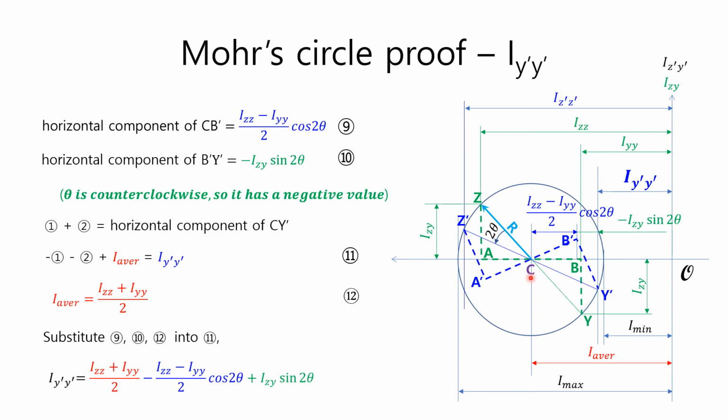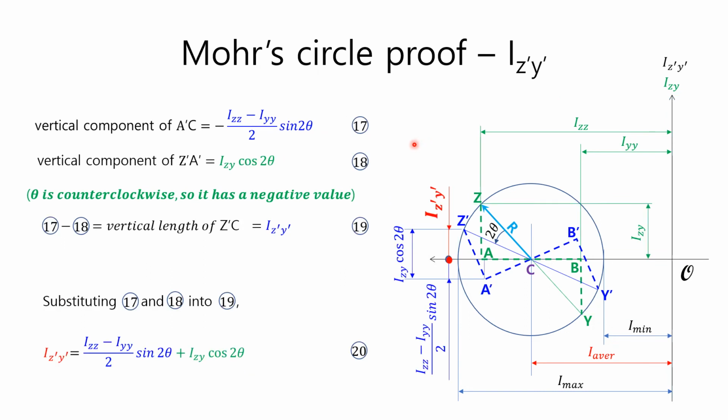Therefore, the horizontal component of Cy prime can be obtained by adding two components: the horizontal component of Cb prime of equation 9 and the horizontal component of B prime Y prime of equation 10. Subtracting those values from the I average, equation 12, gives Iy prime as shown in the equation 11. This geometrically proves that we can find the Iy prime we need to know in terms of the known values Iz, Iy, and Iz'y.